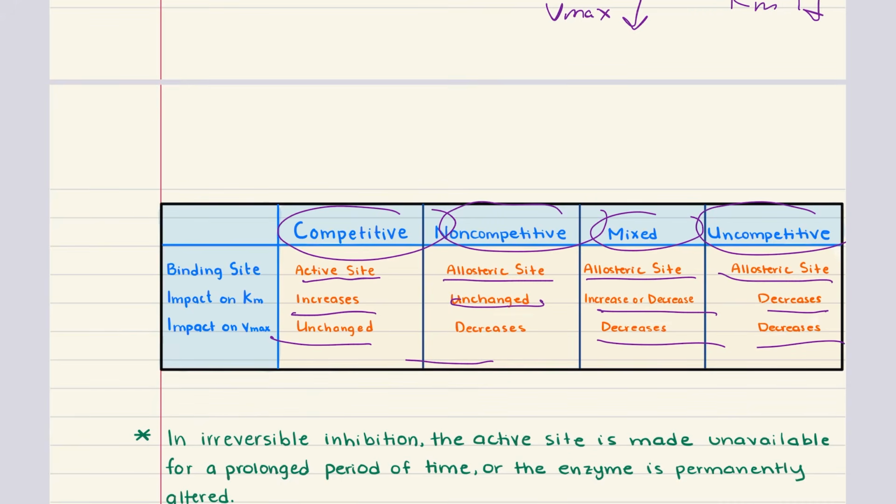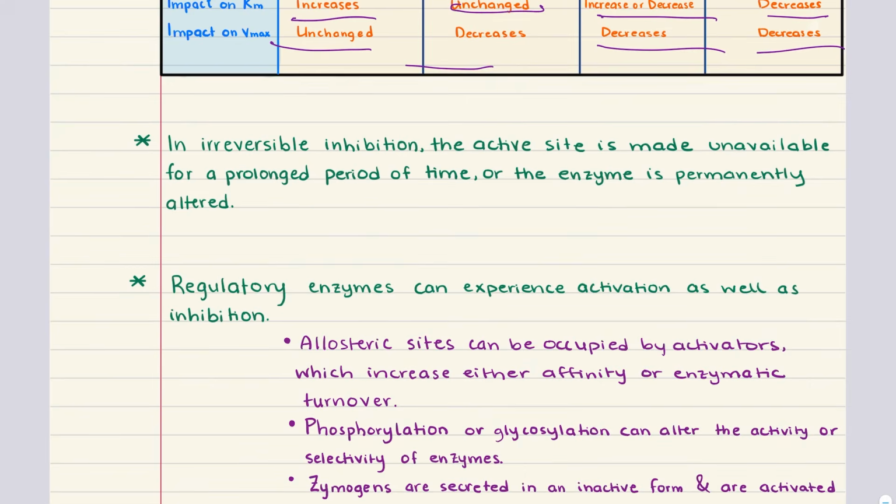Now, in contrast to these reversible mechanisms, irreversible inhibition involves permanent deactivation of the enzyme. This usually occurs when an inhibitor forms a covalent bond at the active site or otherwise causes structural damage that the enzyme cannot recover from. The active site is going to be either blocked or destroyed, and the enzyme cannot function again. The only way for the cell to regain that activity is to synthesize new enzyme molecules.